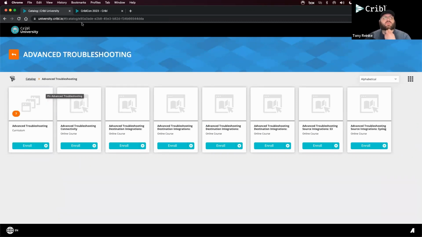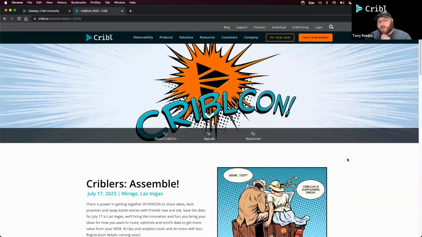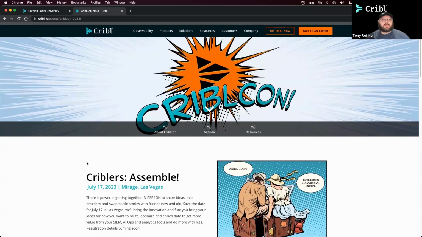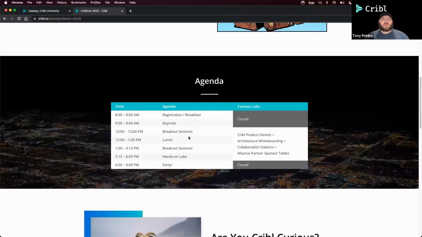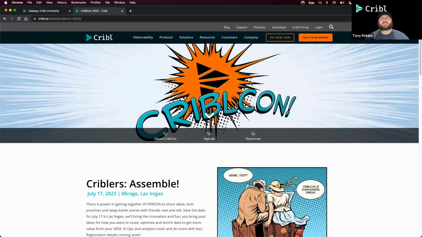Then besides Cribl University, CriblCon. So we're having CriblCon again this year. We're expanding it. We're going to meet July 17th at the Mirage in Vegas. And this time it's not just a party. We actually are having some sessions. So some hands-on labs, some sessions. So you get to actually hang out with us all day on Monday if that's what you want. Otherwise, we do still have our party. But we'll be available to talk with you on Monday and throughout the week starting on July 17th.